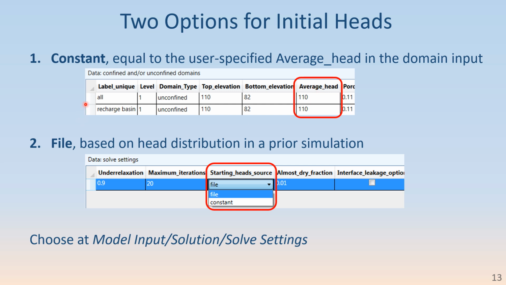So here we have 2 domains, both of which would have an initial head of 110 if we had chosen constant. The other option is to get the heads from a file based on the heads in a prior simulation. And you can make this choice between constant and file or prior simulation in the model input under solve settings.